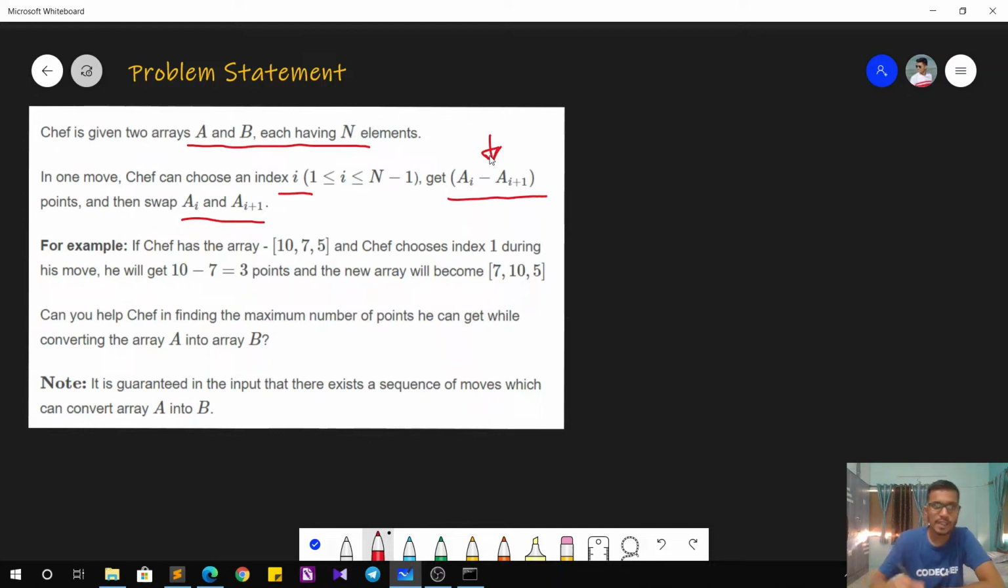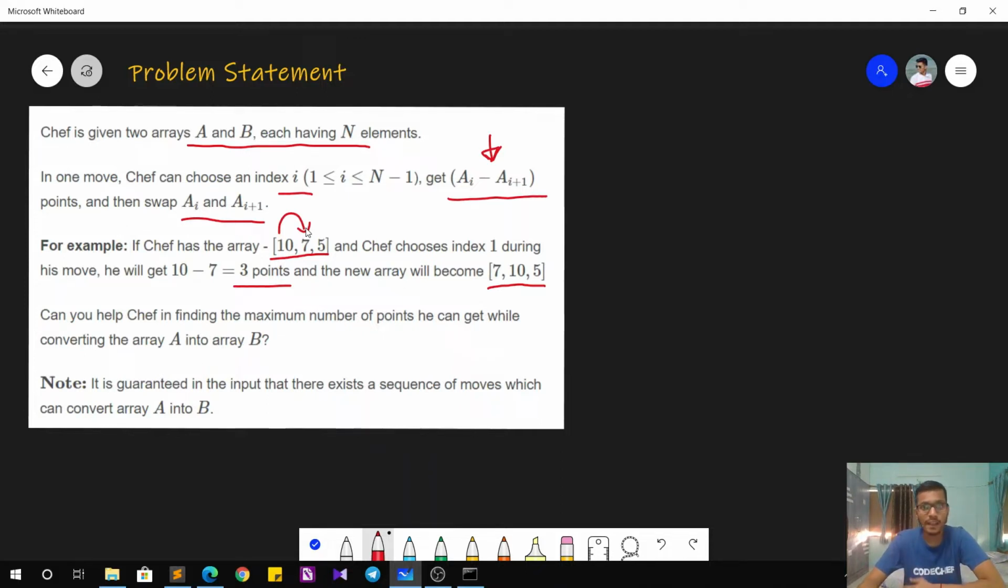For example, if Chef has the array 10, 7, 5 and he chooses the index 1, the first two elements will be swapped. So the resulting array will be 7, 10, 5, and at the same time the score added will be 3 points because 10 minus 7 is 3. So this is the move that the Chef can do on the array.